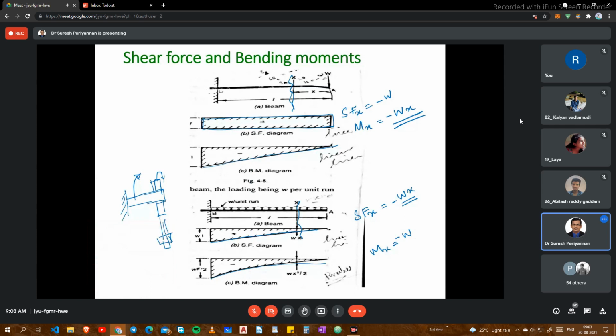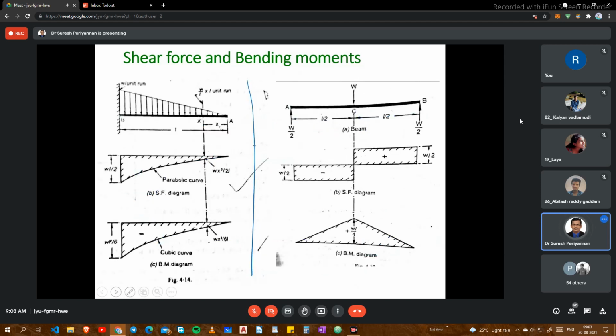Minus W into x into x by 2. This is the cantilever beam subjected to uniformly distributed load. Now cantilever beam subjected to varying load. Here SFx, shear force with respect to x, is W minus Wx squared by 2L. This is parabolic. Now the bending moment in this case is a cubic curve, Mx is equal to minus Wx cubed divided by 6L.